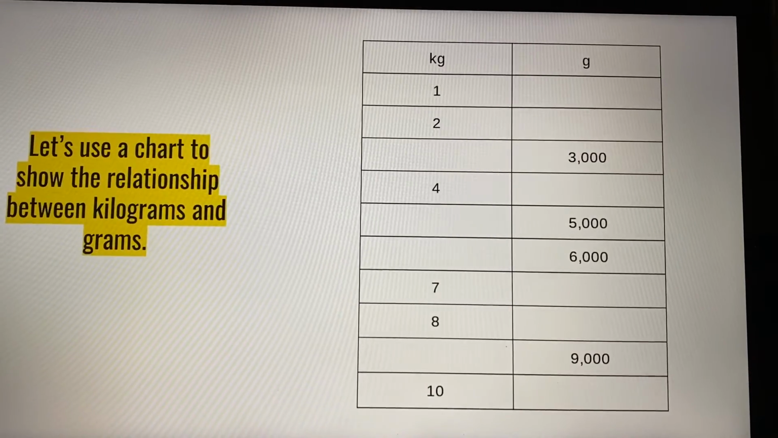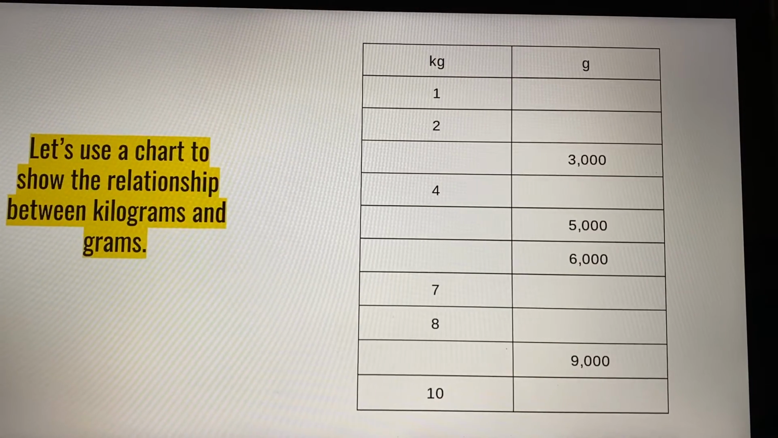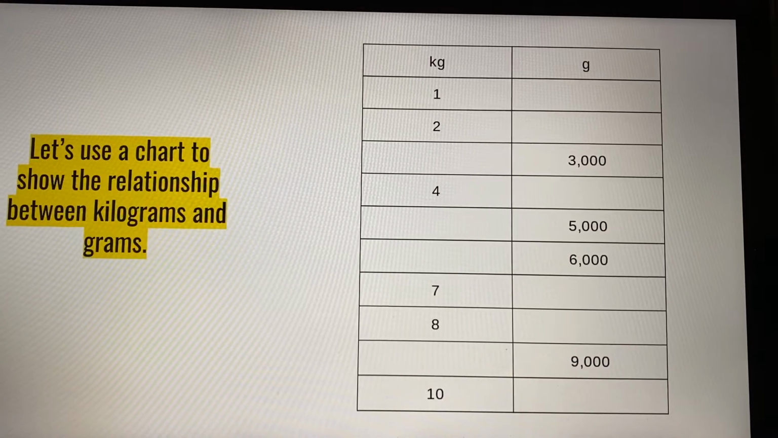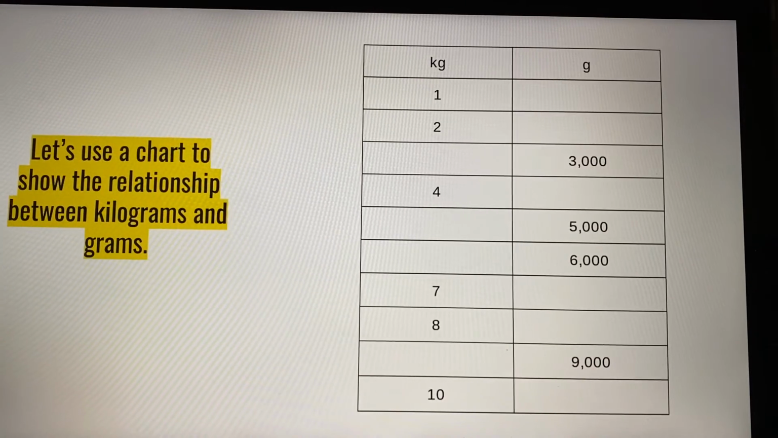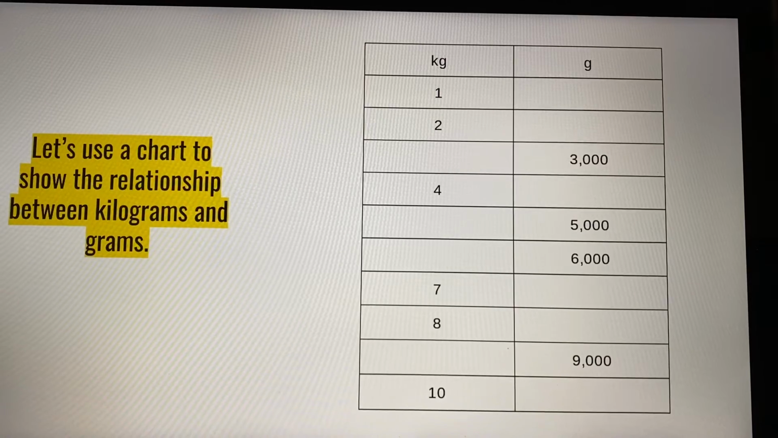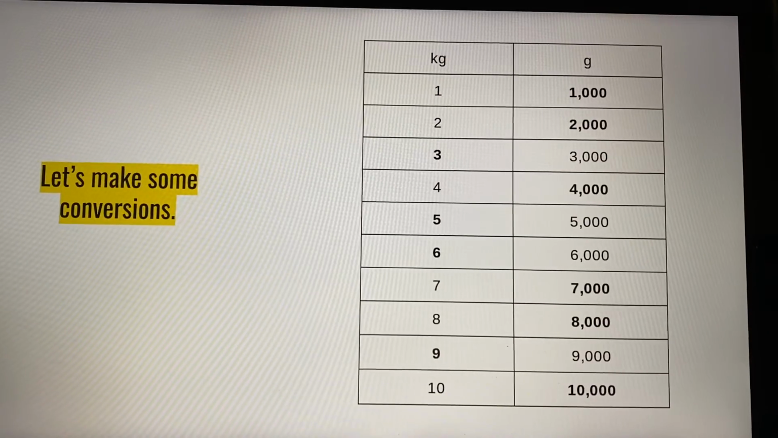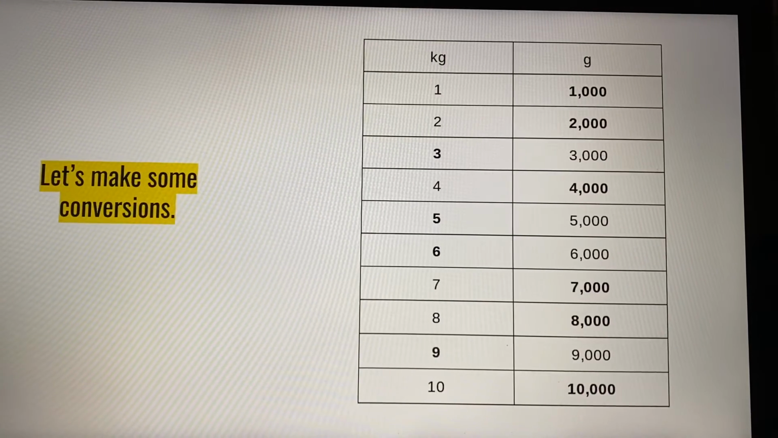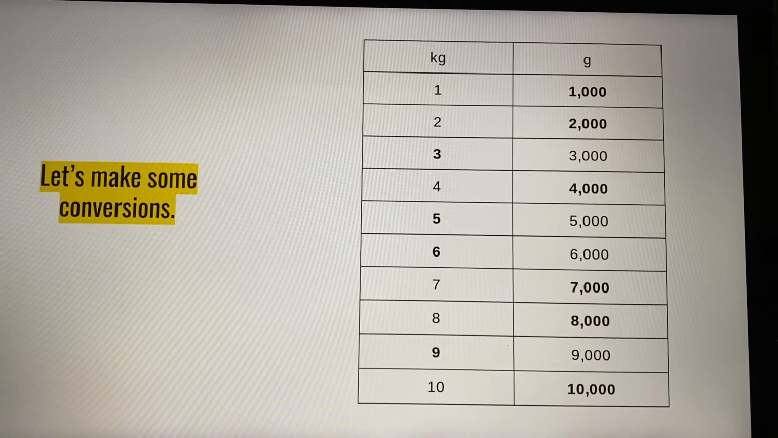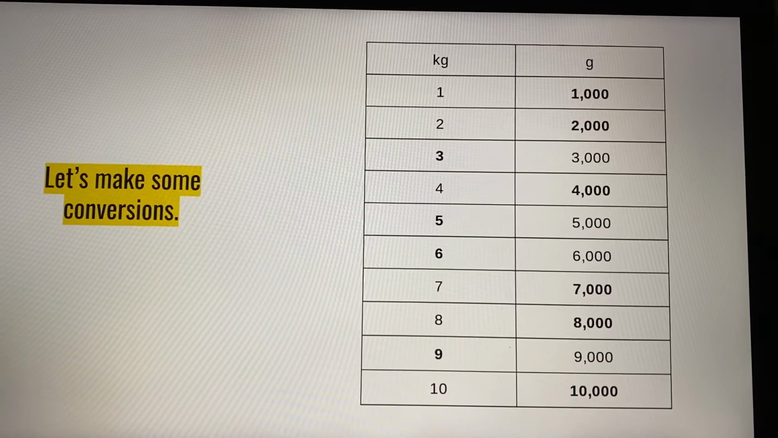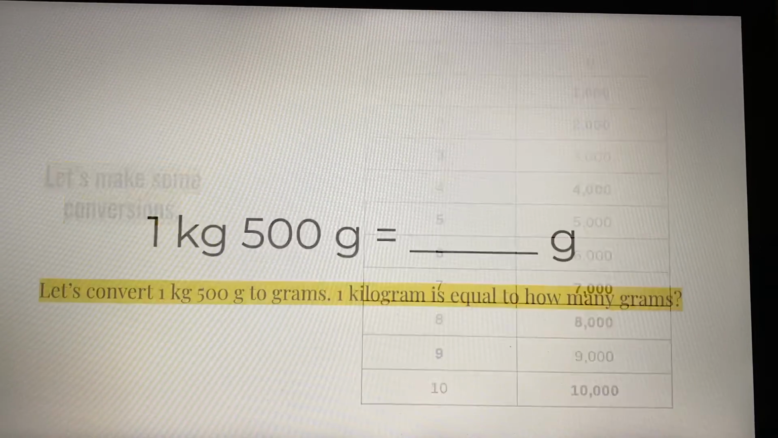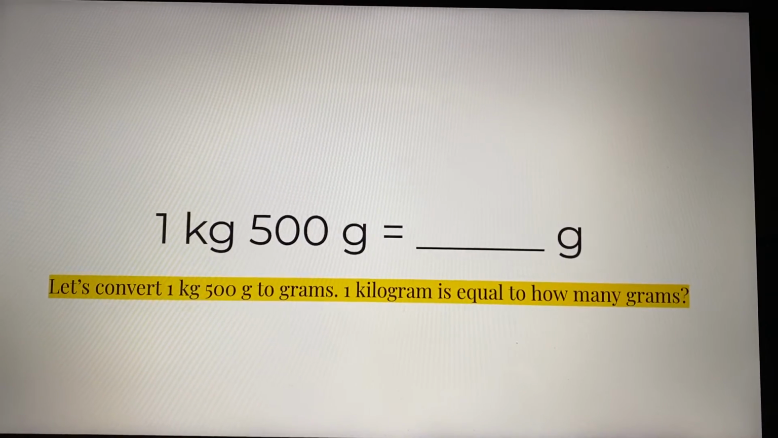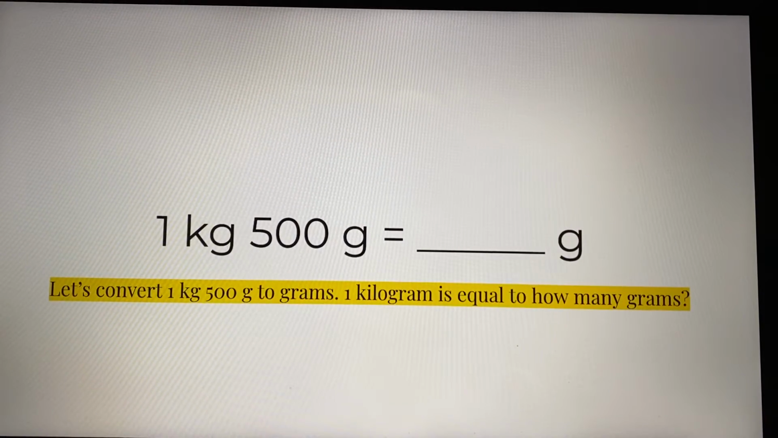Let's use a chart to show the relationship between kilograms and grams. See if you can find the missing numbers. All right, those are conversions, our chart there. You can use this chart to help us during our problems here. You notice that 1 kilogram is 1,000 grams. Very similar to yesterday. 1 kilogram, 500 grams. How many grams is that?